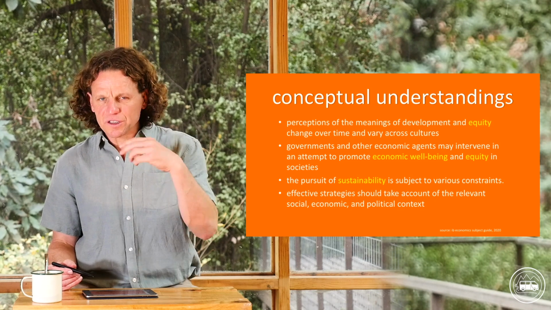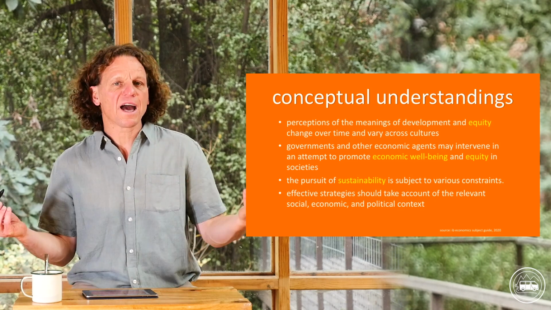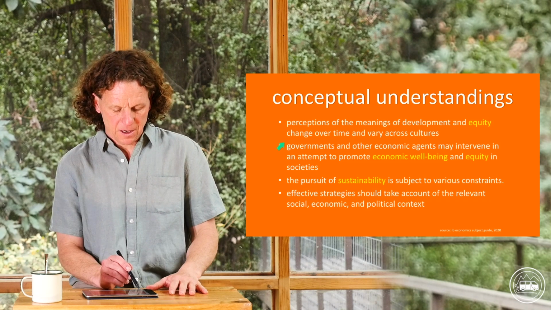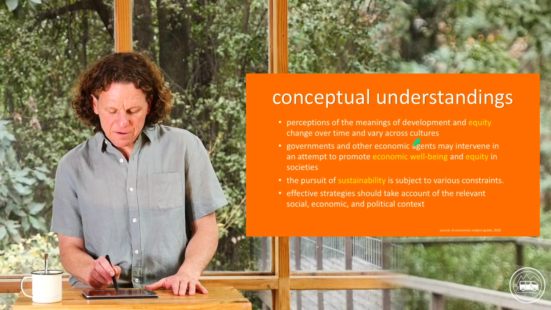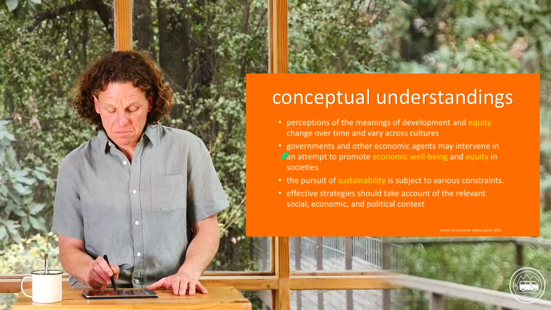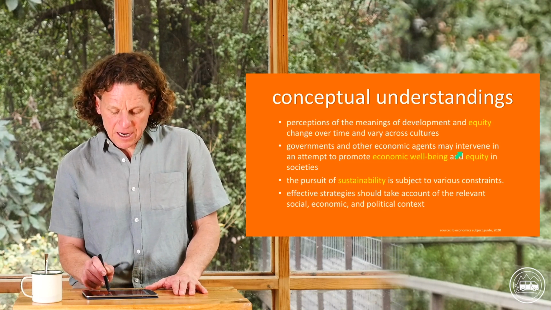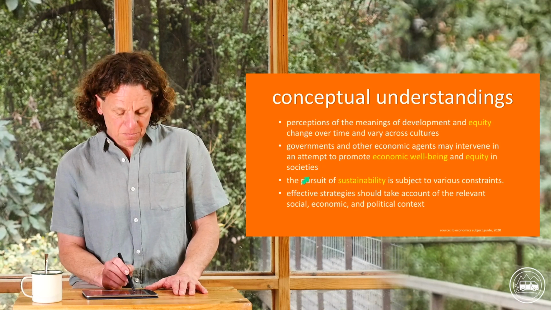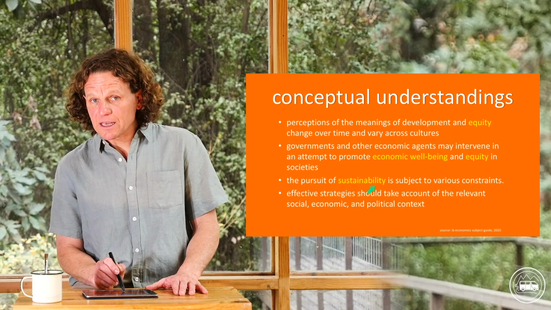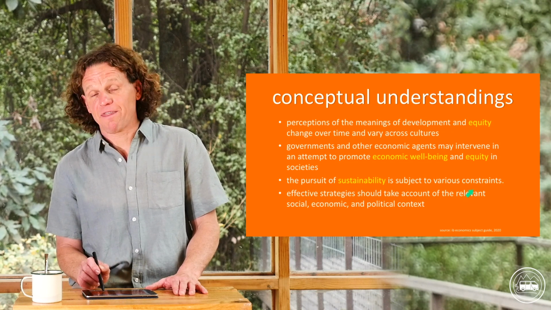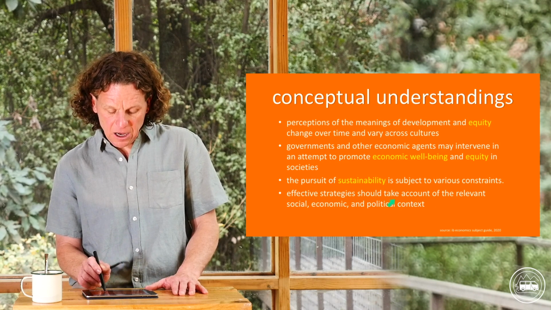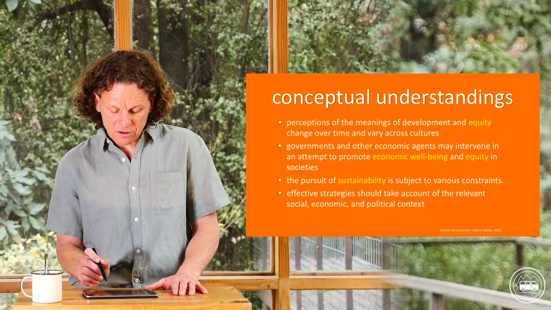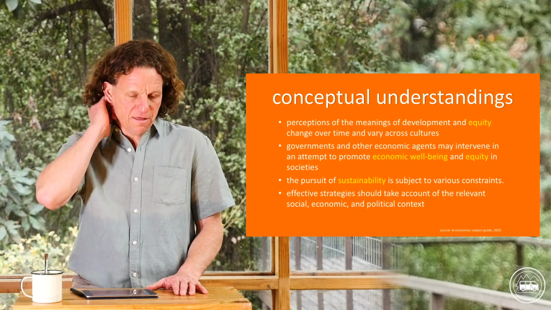So, as we've done with the other 5, what are the conceptual understandings? These are the truths underneath this question of why economic development is so uneven. Number 1, perceptions of the meanings of development and equity change over time and vary across cultures. Number 2, governments and other economic agents may intervene in an attempt to promote economic well-being and equity in societies. Number 3, the pursuit of sustainability is subject to various constraints. That's for sure. And number 4, effective strategies should take account of the relevant social, economic, and political context upon which they are built, okay?